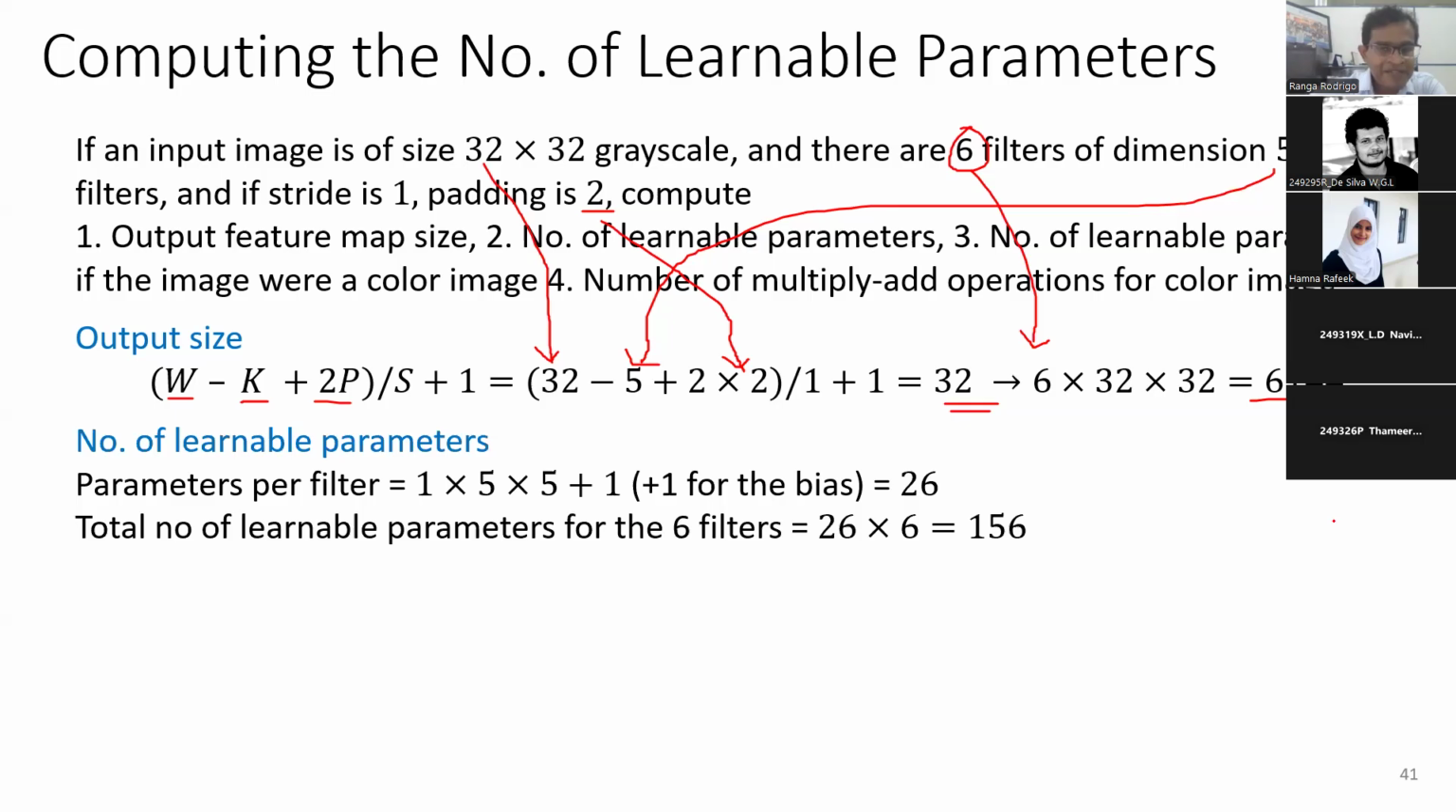Number of learnable parameters, second question. Now there are 6 filters. Each of the filters will have 5 times 5 kernels. Depth will be 1 because this is a grayscale image. And then 1 for the bias, so 26 of them, each kernel. There are 6 such kernels. So therefore 26 times 6 is 156 learnable parameters. Question number 1, question number 2.